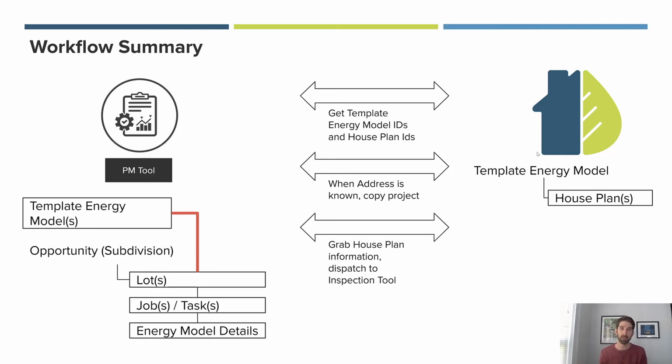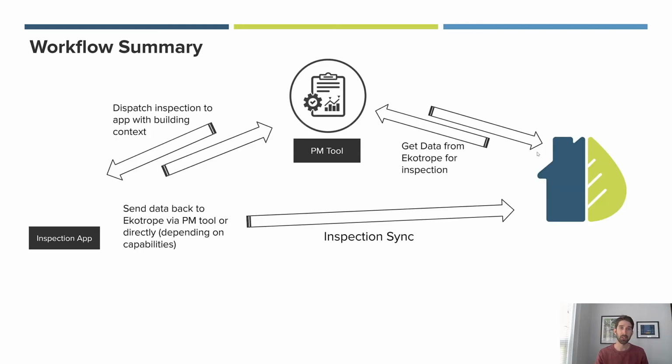Finally, you'll grab house plan information from Ekotrope and dispatch it to your inspection tool, with arrows flowing like this. The PM tool gets data to and from Ekotrope, and it sends data to and from your inspection app. And your inspection app can then send it directly back to Ekotrope. In some cases, maybe your inspection app sends it to the project management tool and that sends it to Ekotrope, but it's not too hard. Once you have the data moving in one direction, it's not too hard to send it back.